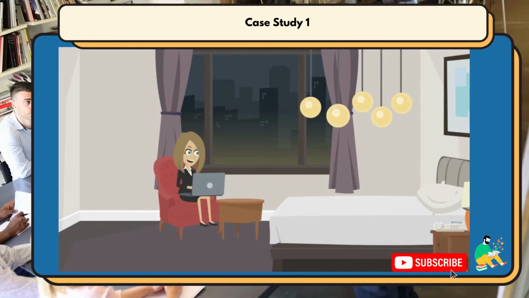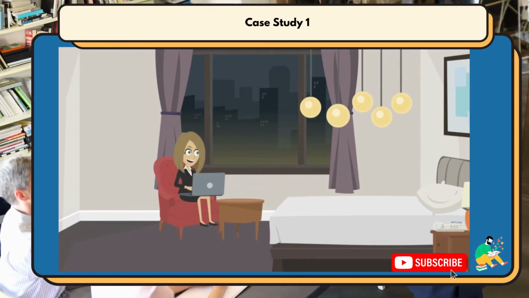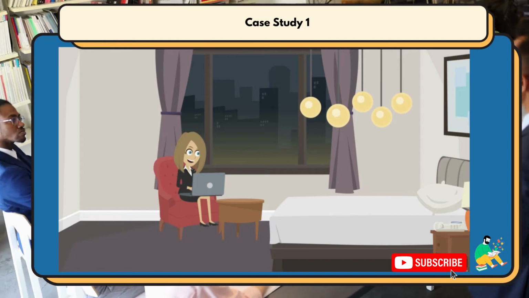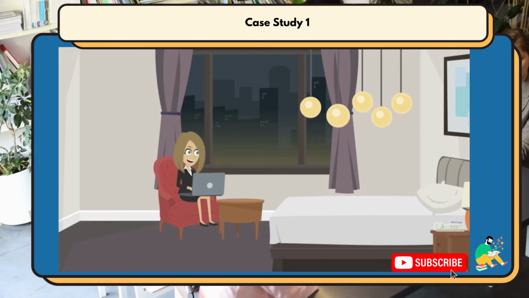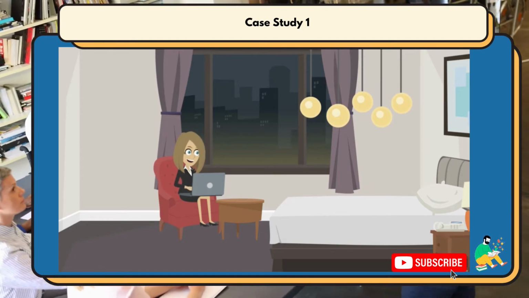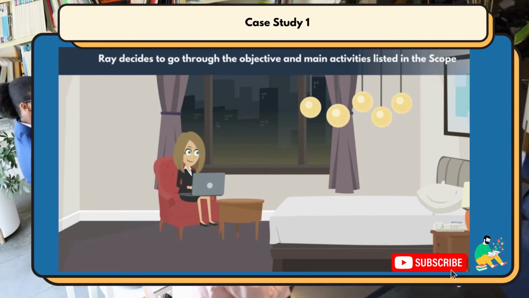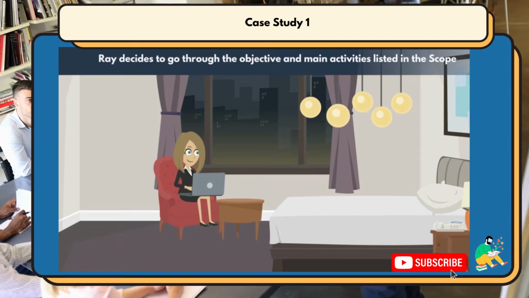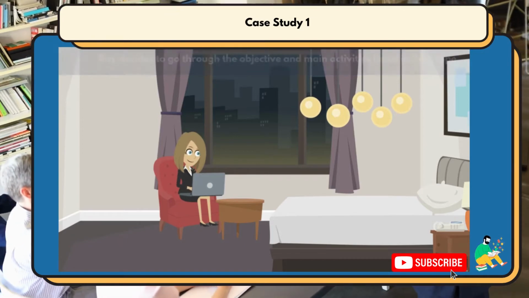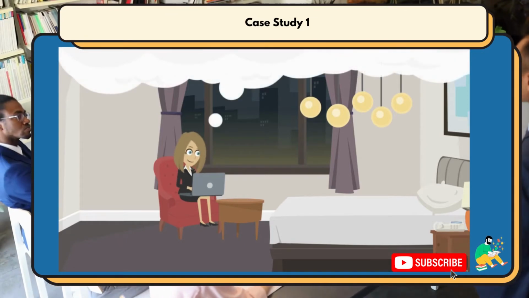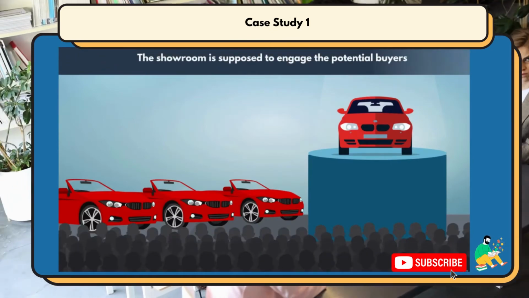She decides to make the most of the next few days and focuses on the tasks until the end of the week. Sonia has sent her the project charter with a business case and other supporting materials attached. Ray decides to go through the objective and main activities listed in the scope. Exciting idea. Showroom, cars, fancy gadgets.